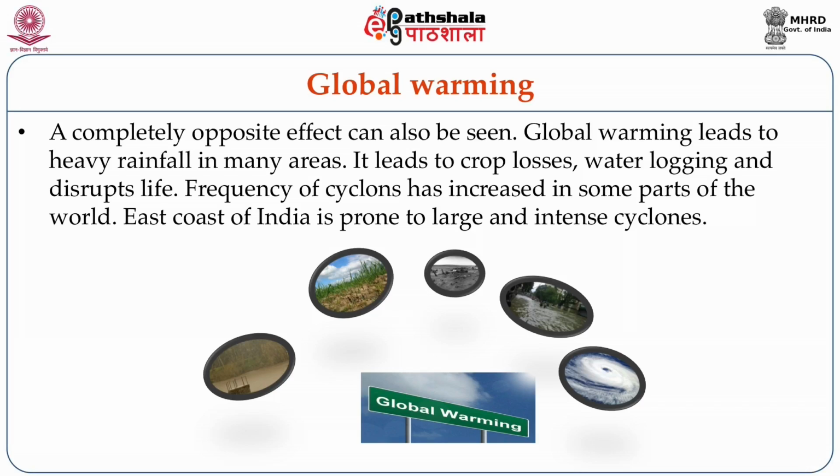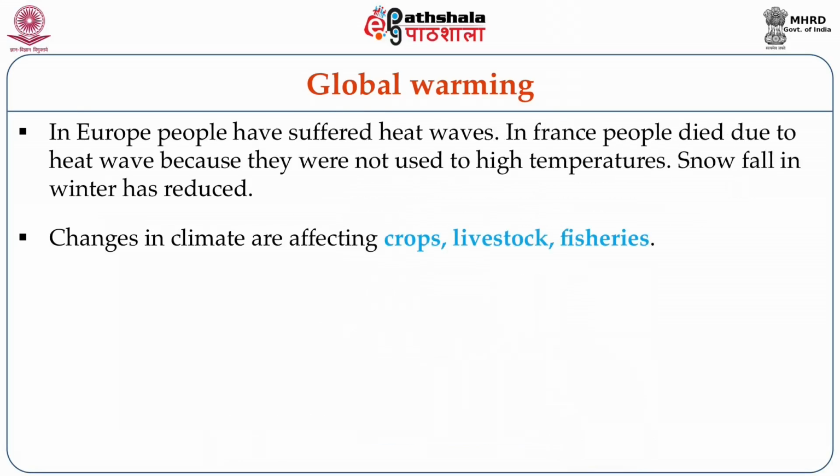Frequency of cyclones has increased in many parts of the world. The east coast of India is prone to large and very intense cyclones, all because of global warming. In Europe, people have suffered heat waves. In France, people died due to a heat wave because they were just not used to high temperatures. Snowfall in winter has reduced in Europe and in America. These changes are affecting crops, livestock, fisheries, and all the humans who depend on these.